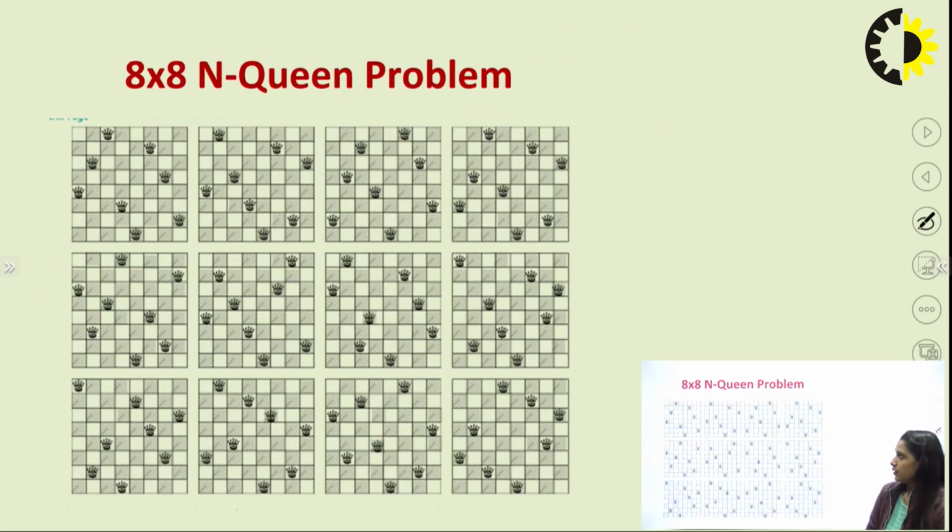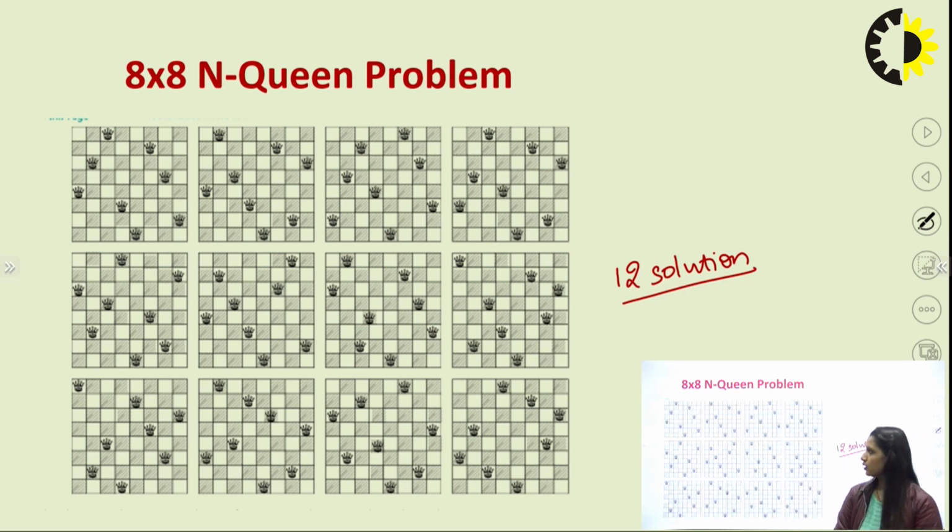In the same way we have another, the 8 by 8 N queen problem. In the 8 by 8 N queen problem, we basically have 12 solutions. You can see in this slide, I show the 12 solutions and I hope this is clear to all. You can write any of these solutions if in AKTU you are asked for the 8 by 8 N queen problem.